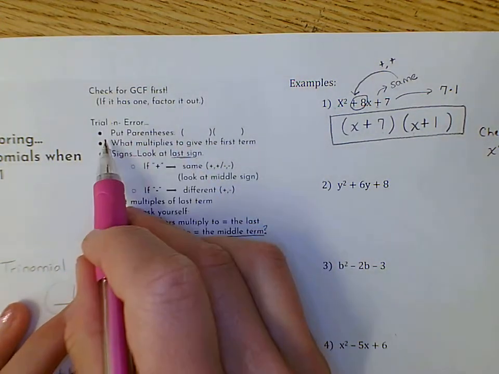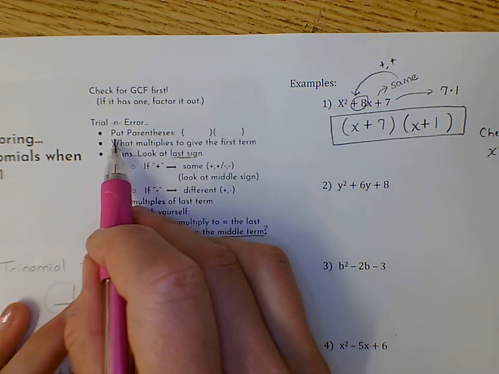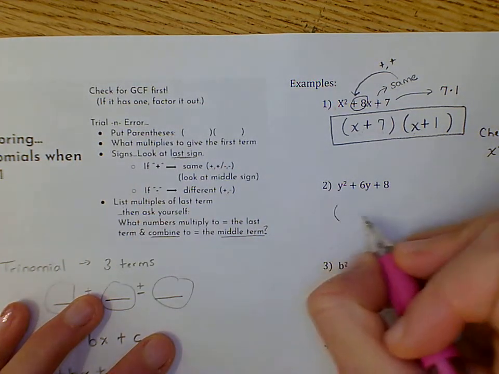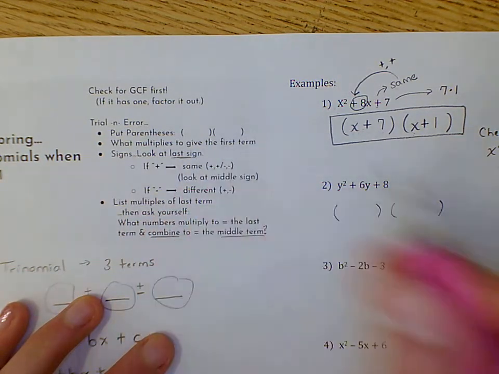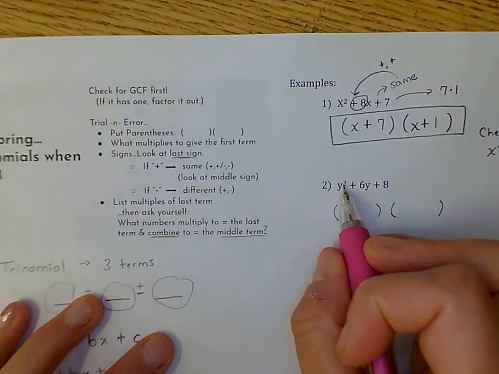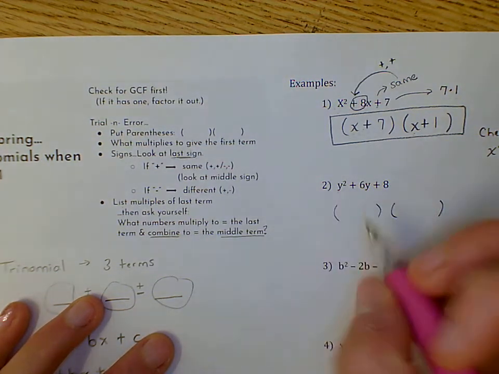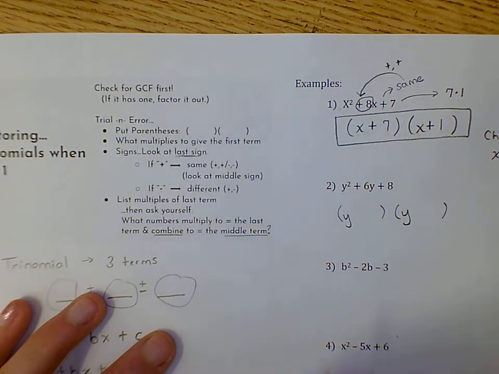So we've already looked for the GCF. So the next thing, we're going to try to do it with trial and error. So we put parentheses. Then we list what multiplies to give the first term. And like I said, in these problems, it's going to be a little easier because, well, what multiplies to give me y squared? That would be y times y. So we go ahead and put that in the front.